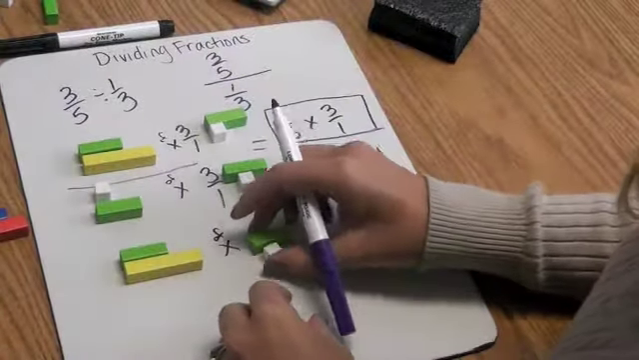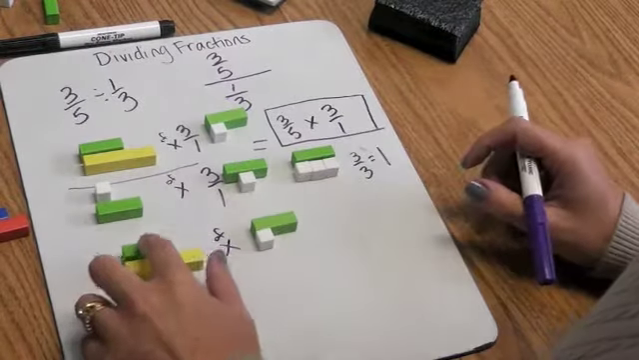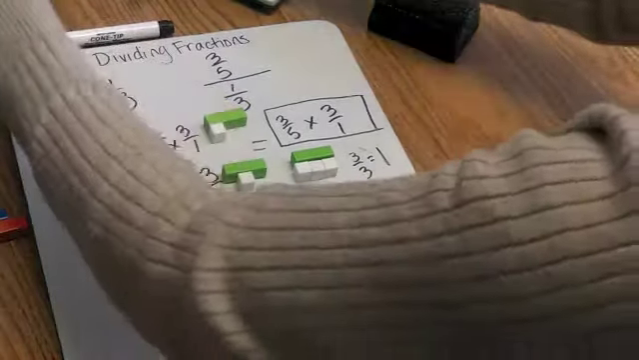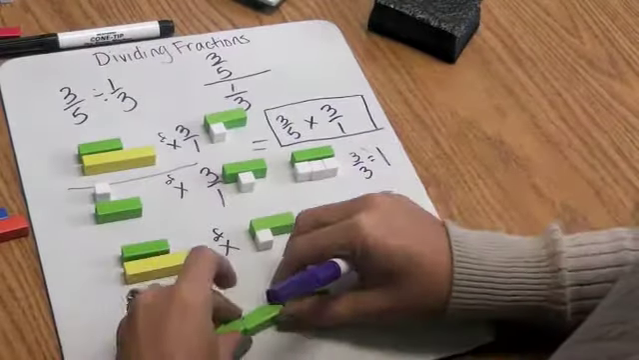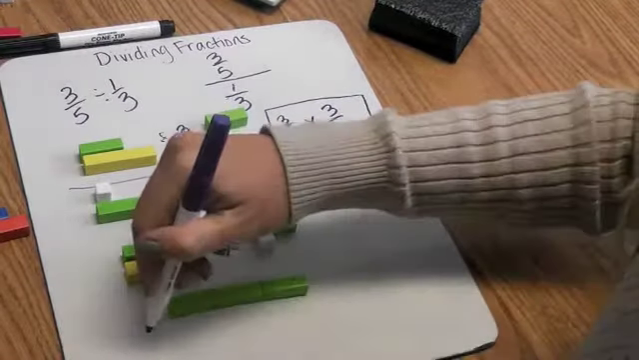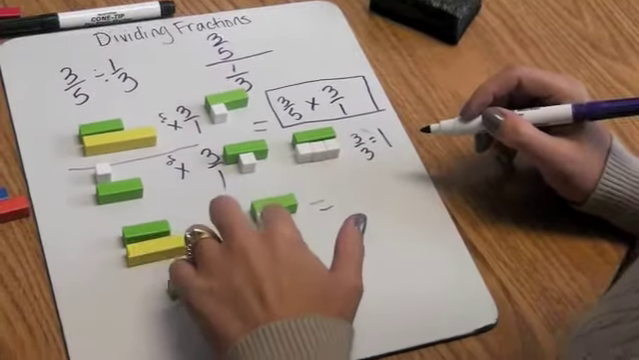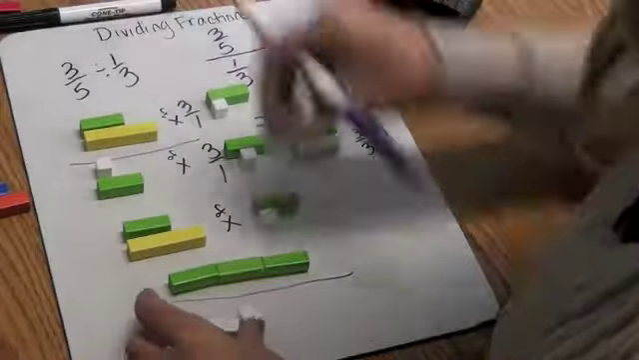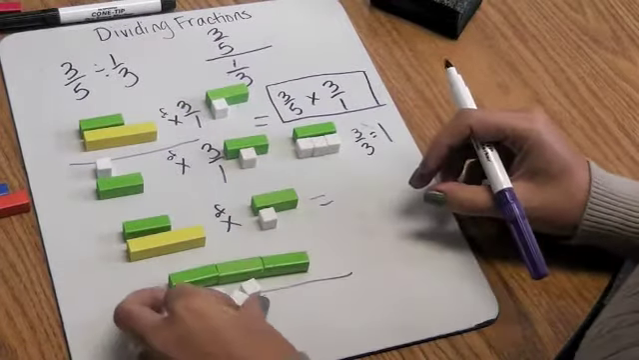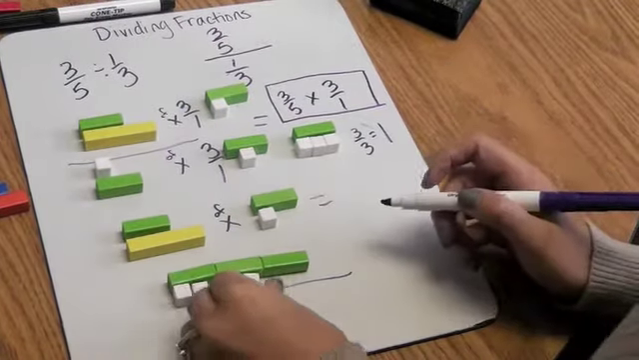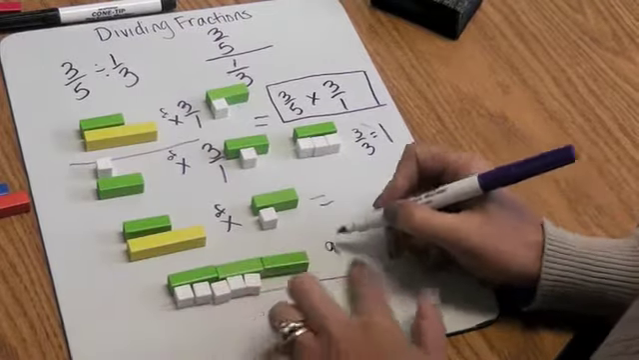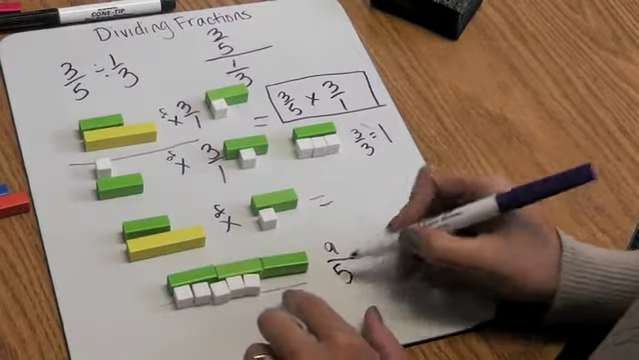3/1. Okay, so I have 3 of 3 over 5 of 1. So here's my answer. So I have 9 over 5.